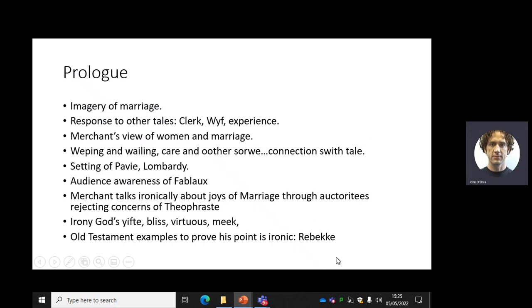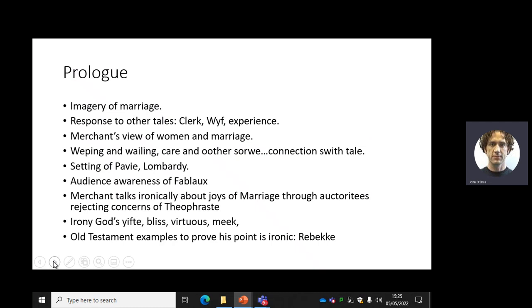When we have references to old wives in the Bible, it's ironic, because these wives, we know, have the ability to deceive their husbands. So Rebecca, and who are the other wives? I can't remember now. You should know them. Rebecca, Judith, Esther. So these are all examples that the audience would be aware are wives who can deceive.